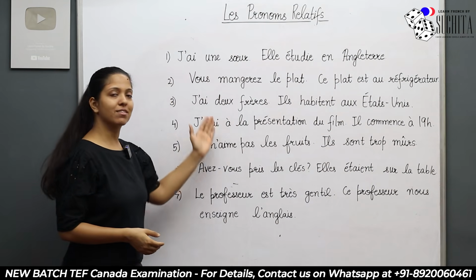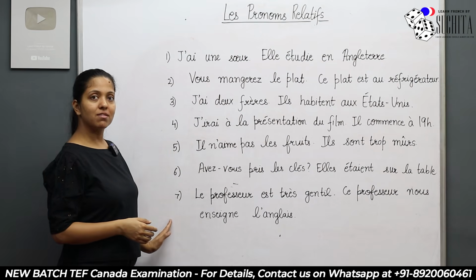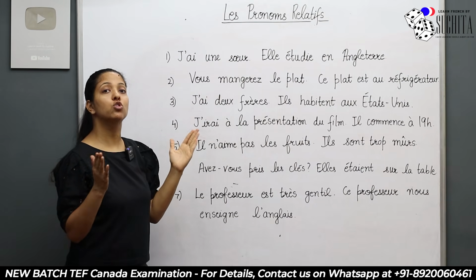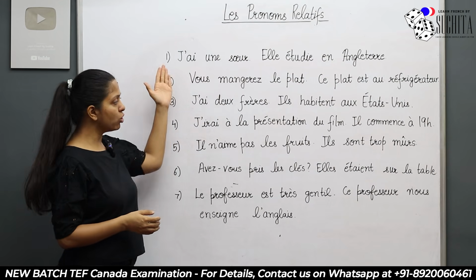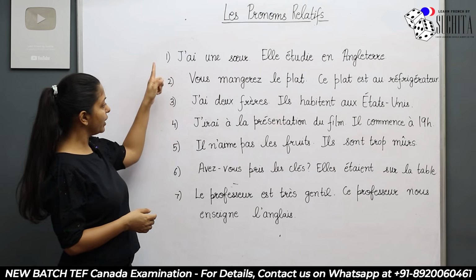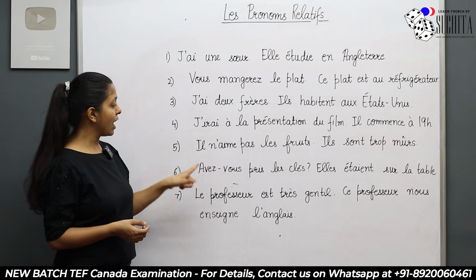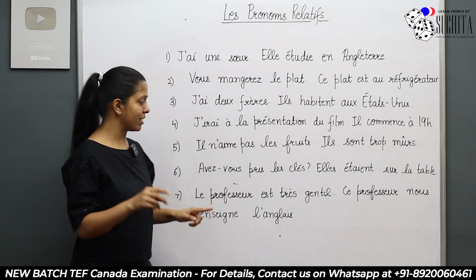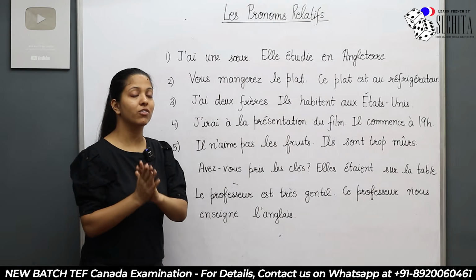Alright, so here I have given you an exercise to do. This is your task. There are 7 parts. In each part you have 2 sentences. Your task is to join the 2 sentences using the correct relative pronoun, right? I'm going to do one with you just as an example. Let's take the 6th one as an example, okay? Avez-vous pris les clés? Elles étaient sur la table. There are 2 sentences. You need to join these 2 sentences using the relative pronoun.